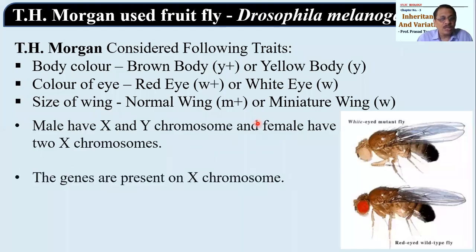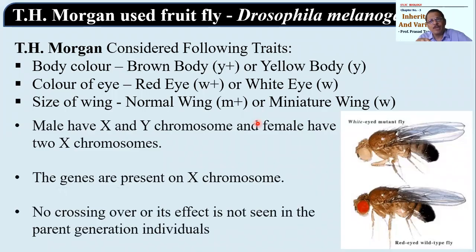All the three characters, or all the three genes of three different characters which we took, कौन से ट्रेट्स लिए हम लोगों ने? बॉडी कलर, कलर ऑफ आई एंड साइज ऑफ विंग. तो all these genes for body color, gene for color of eye and gene for size of wing are all present on X chromosome only. They are not present on Y chromosome. So Y chromosome is literally playing no role in this. ठीक है? So no crossing over or its effect will be seen in the present generation individual or parent generation individual. क्यों ऐसा होगा? क्योंकि parents में crossing over नहीं होगा. Parents we are selecting as homologous type. Okay. Now let us go for the experiments.